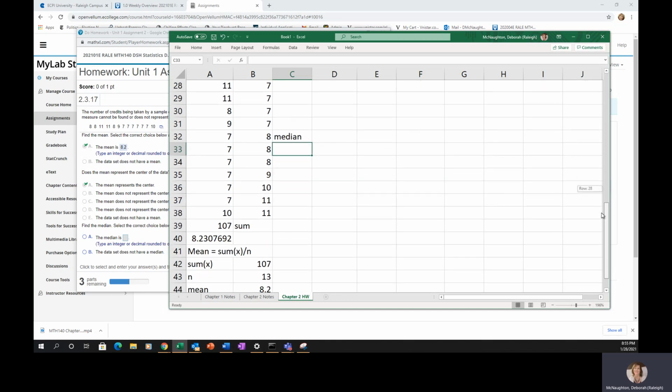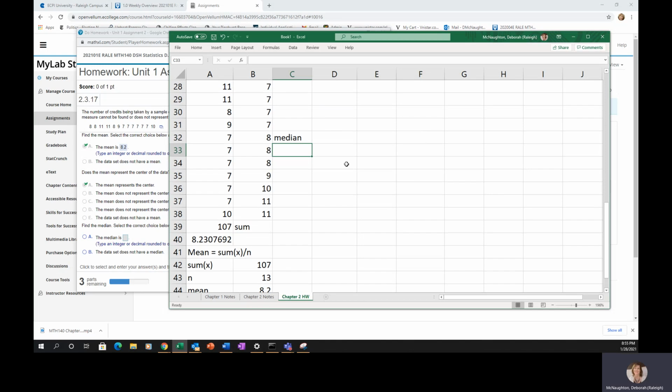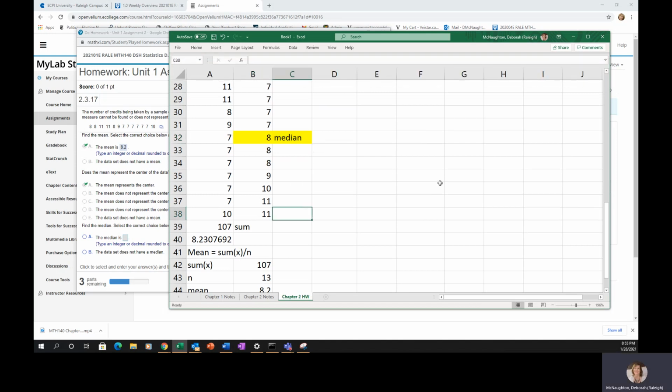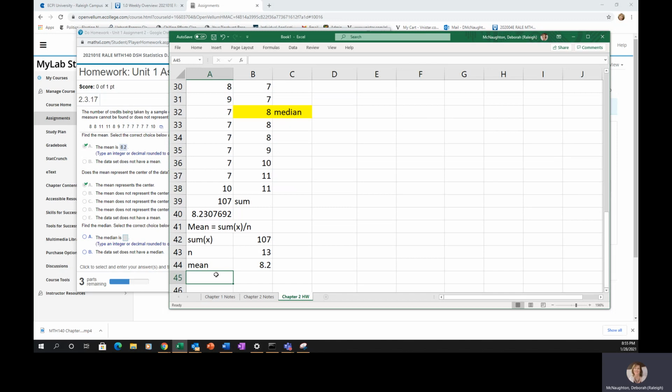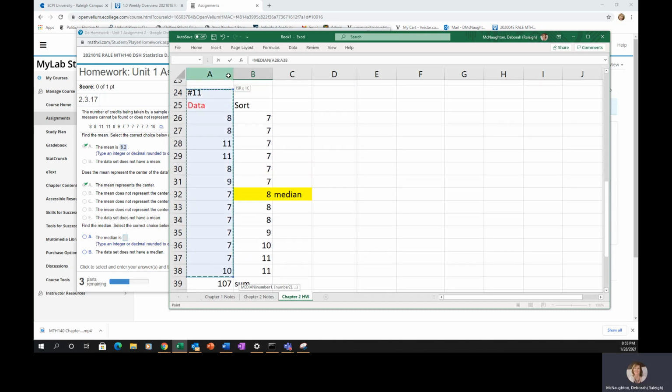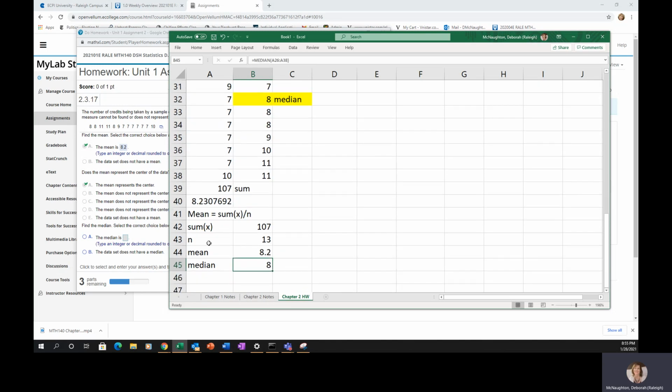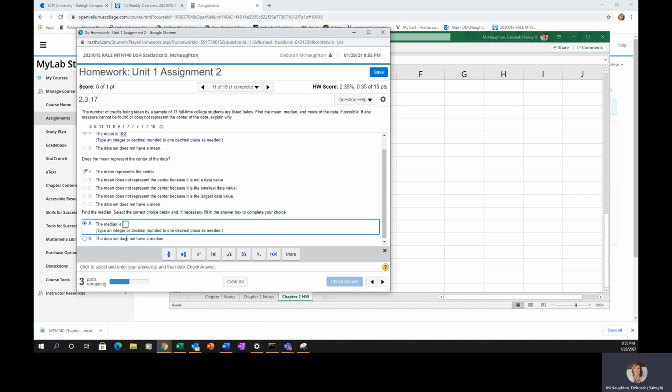The other way to get the median is to use the median function. So I go equals, and then I go median. I'm going to hit the tab so it picks up that formula. And then I just highlight the data set. You don't have to have it sorted, so I can highlight my original data. And the median is 8. Okay, so the median is 8.